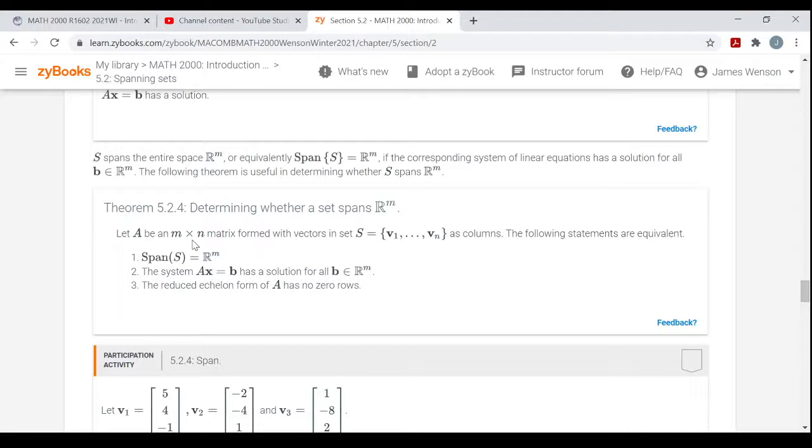Only square matrices have inverses. But when does a system like this have solutions for every vector B, not just for a single vector? If you put it in reduced row echelon form and there are no rows of completely zeros in the coefficient matrix, then the system will have a solution for every B. All right, so let's keep this in mind.